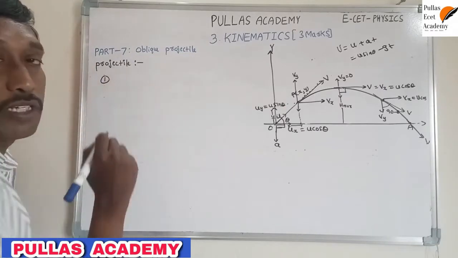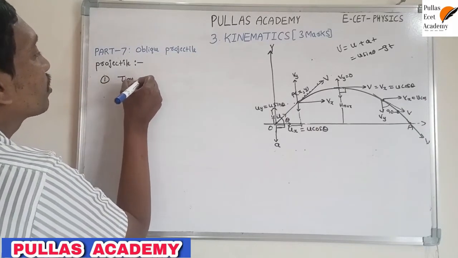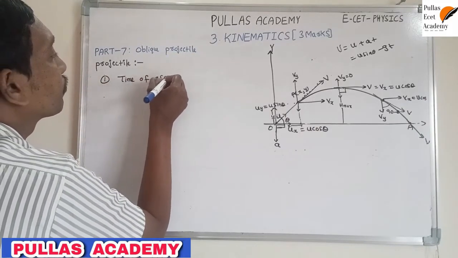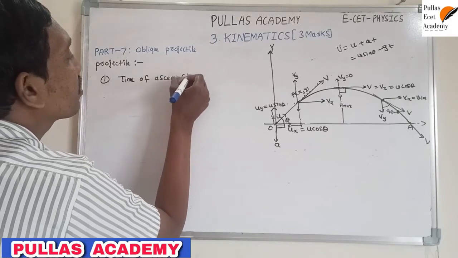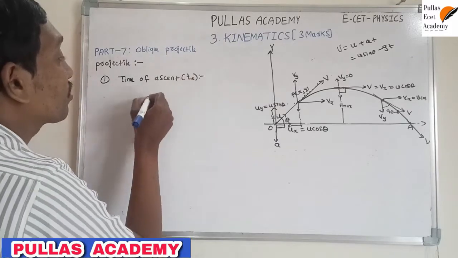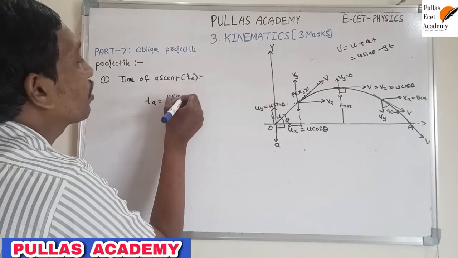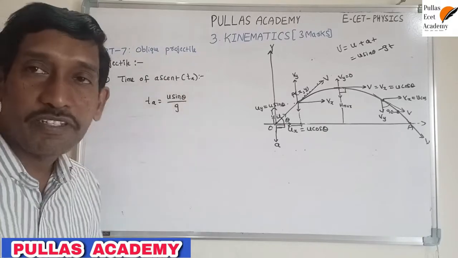The first important parameter is time of ascent. What is the expression for time of ascent here? For oblique projectile, time of ascent Ta is equal to u sin theta by g. So what is the formula here? u sin theta by g.